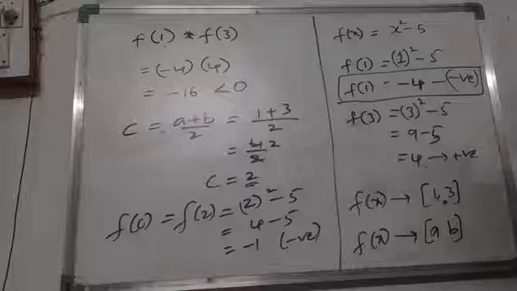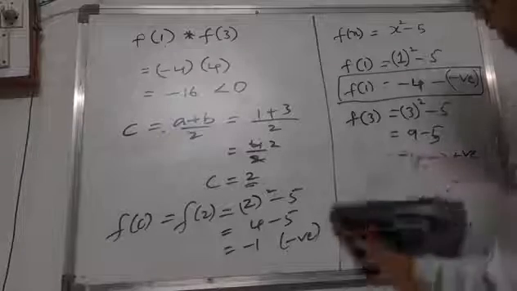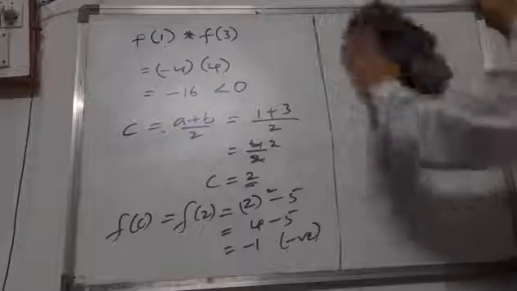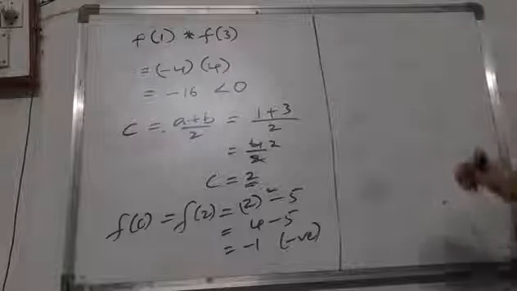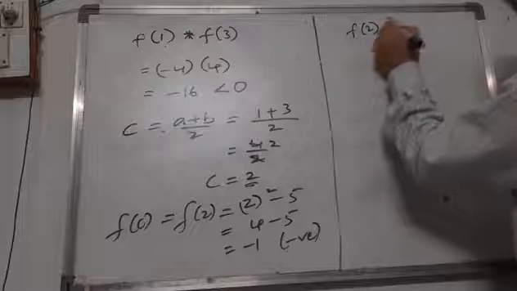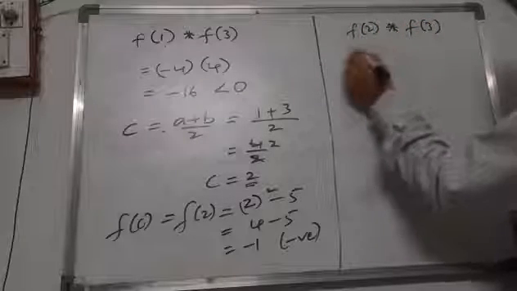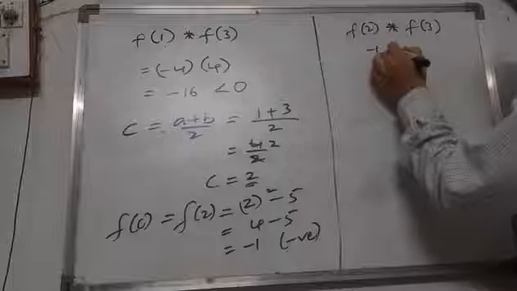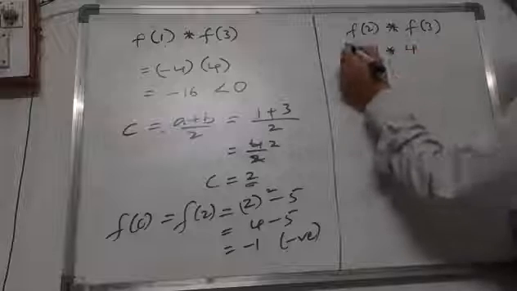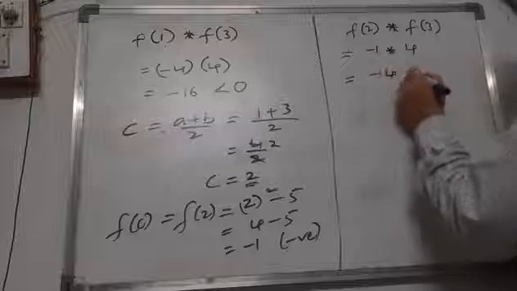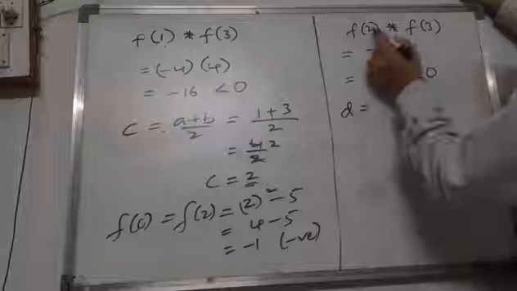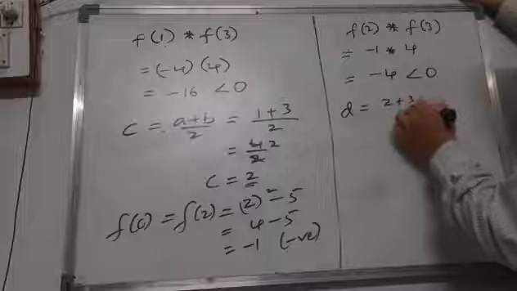Okay, so that's why now we shall take f of c, that is f of 2 into f of 3 I am taking. F of 2 is minus 1 into, and f of 3 is plus 4. So this is equal to minus 4, which is less than 0, right? Okay, so our new root d is going to lie between 2 and 3 now. So I am taking 2 plus 3 by 2.